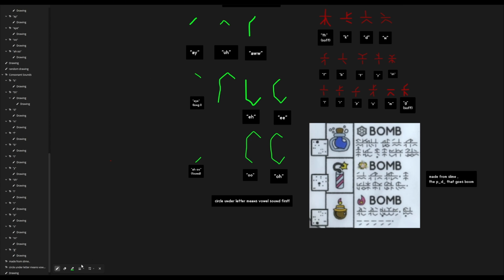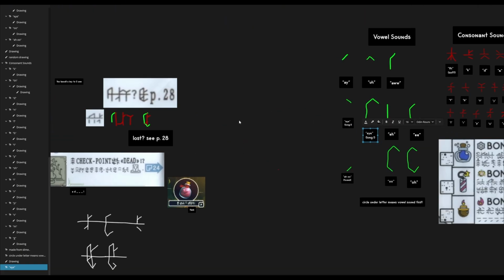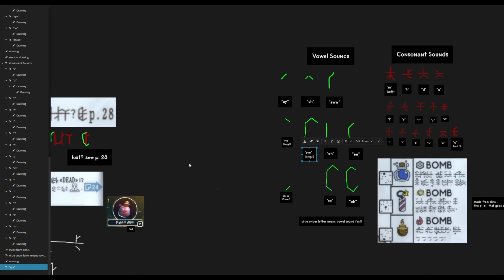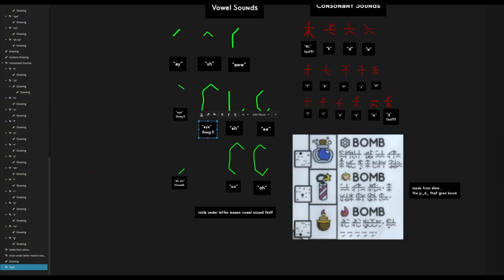Interesting. Slime, I. That means I translated something wrong somewhere. Where are my known words? Do any of these have an I sound in them? Light. Is that I? Lit? That doesn't make any sense. But this has to be slime.